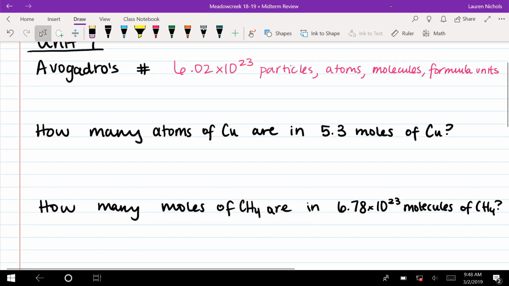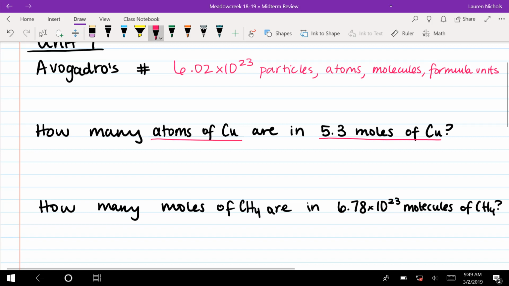So for example, if it says how many atoms of copper are in 5.3 moles of copper, the key thing that we want to see here is that I'm given 5.3 moles of copper and I want atoms of copper. Because we're talking about copper the whole question through, it tells you that it's only going to be a one-step problem, not a multi-step T-chart.